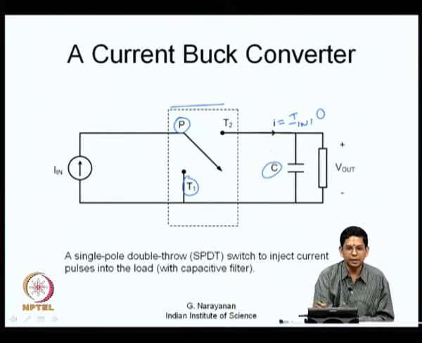So, it can take basically two instantaneous values. The instantaneous value of this current could be either this I in or equal to 0, and you really have a pulsed current flowing through this point. This I is going to be a pulsed current flowing through like this. So, this is getting filtered here, you have this capacitive load, and therefore, you get what you want. This is a current buck converter.